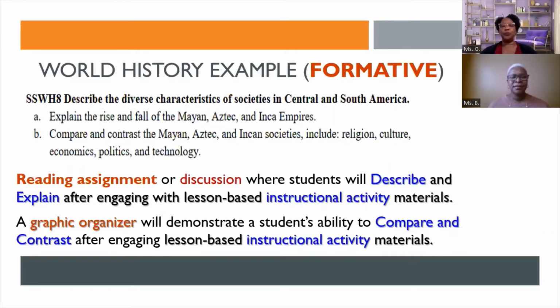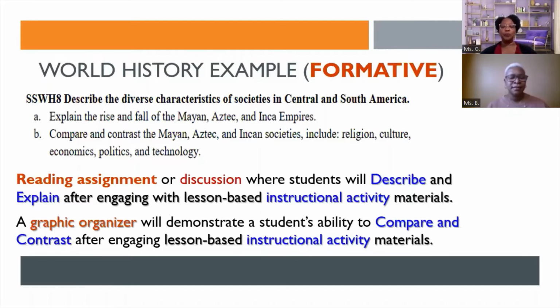Okay, so I just wanted to give you an example, educators, of what a formative assessment might look like as it's tied to our instructional standards. Here we see a social studies standard that says, describe the diverse characteristics of societies in Central and South America. Some of these substandards require that students are able to explain something or compare and contrast. And I love these skills.